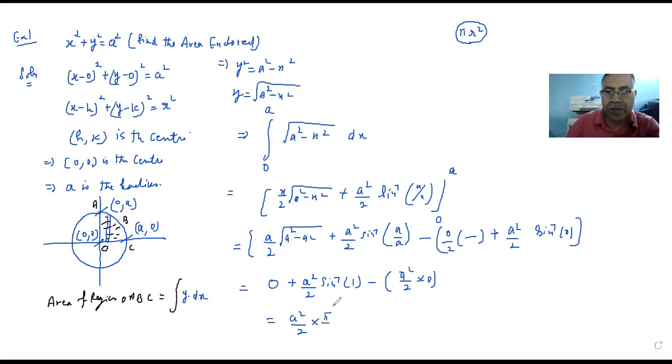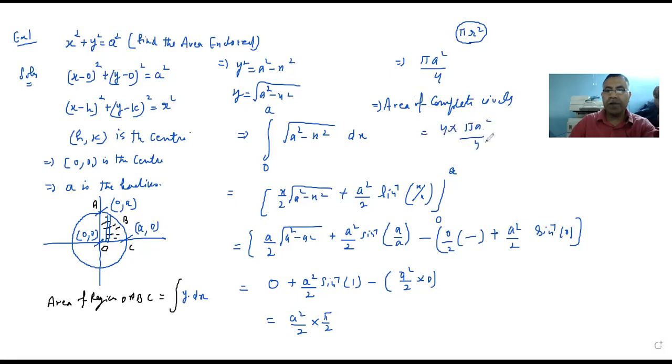The sine of pi by 2 is 1. So this is pi by 2. So which implies it will be pi a square upon 4. This is the area of the single quadrant. So which implies the area of the complete circle, because there are 4 quadrants, is 4 times pi a square upon 4, which implies the area of the circle is pi a square, where a is the radius of the circle.